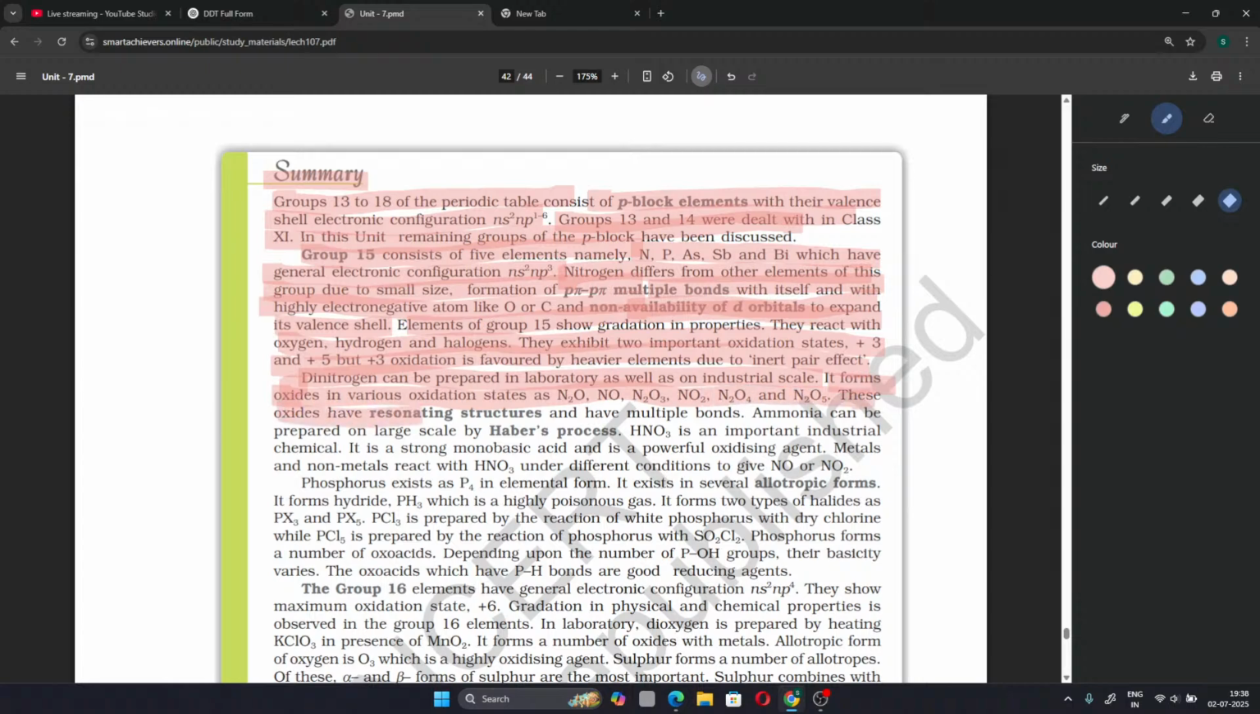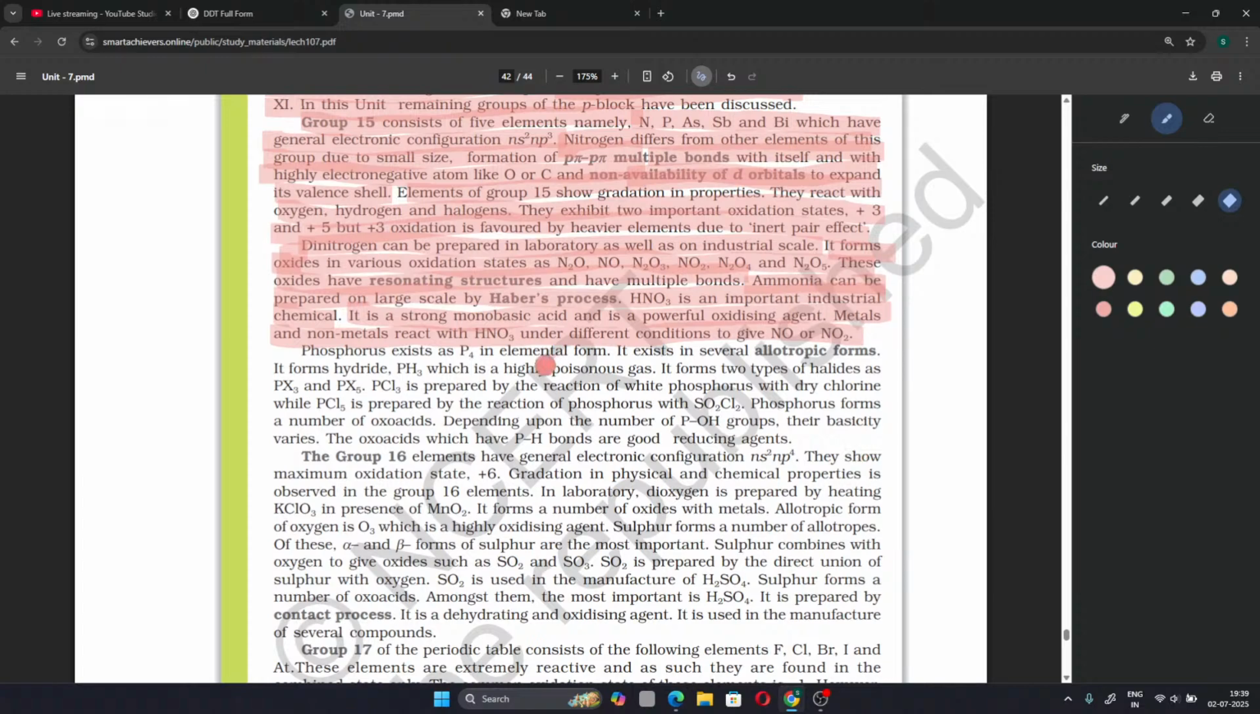These oxides have resonating structures and have multiple bonds. Ammonia can be prepared on a large scale by Haber's process. HNO3 is an important industrial chemical. It is a strong monobasic acid and a powerful oxidizing agent. Metals and non-metals react with HNO3 under different conditions to give nitrogen monoxide and nitrogen dioxide.